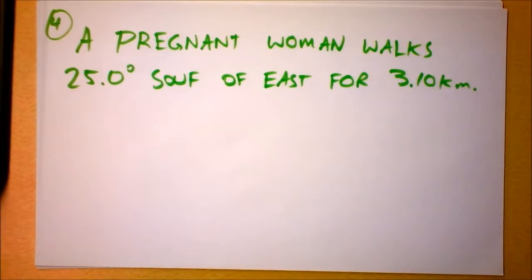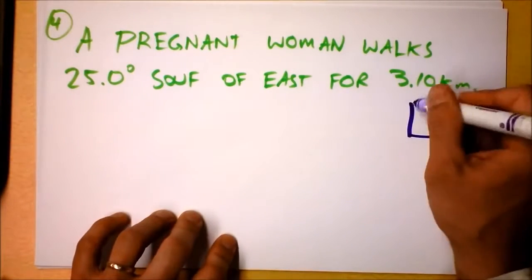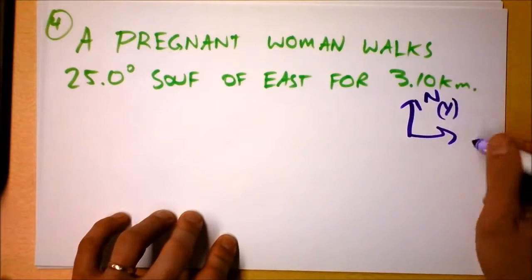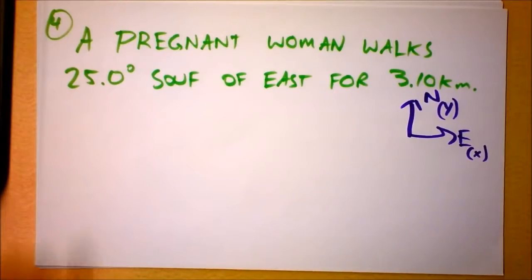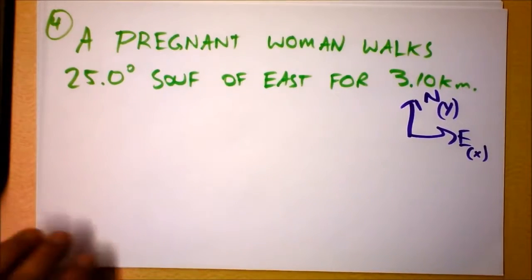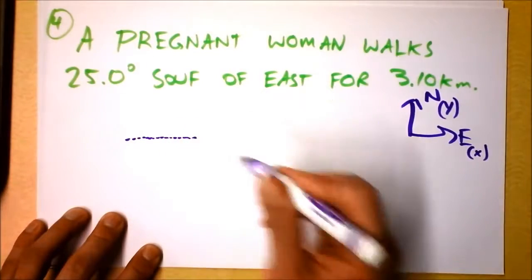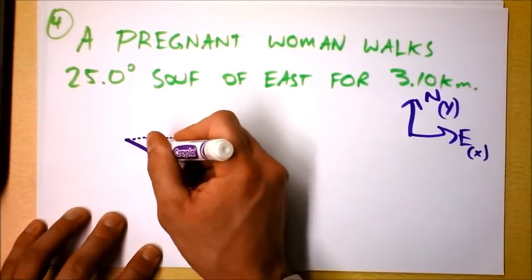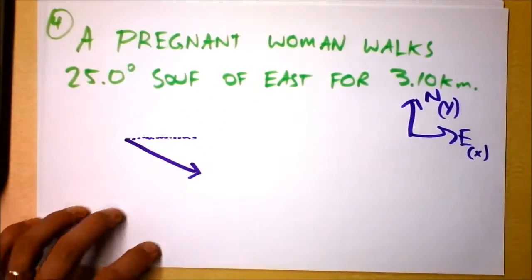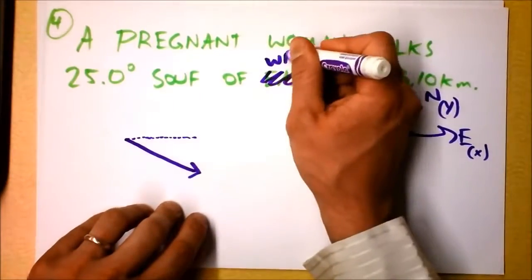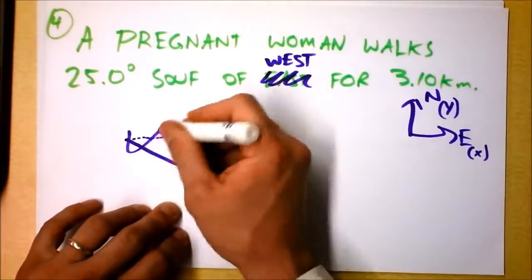Here's a pregnant woman. She walks 25 degrees south of east for 3.10 kilometers. I define north as y, and I define east as x. And I draw the vector of the woman, let's see, south of east. So I've got to start out by drawing east. And then she's supposed to be just a little bit south of east. Wow, this is almost exactly the same problem. Let's make her go south of west. That'll be more fun. South of west.